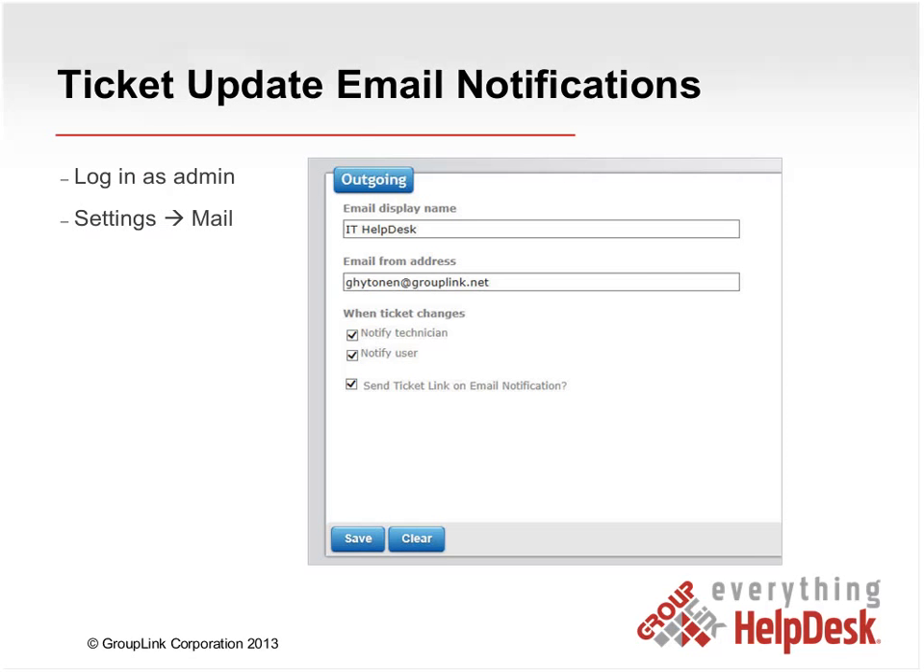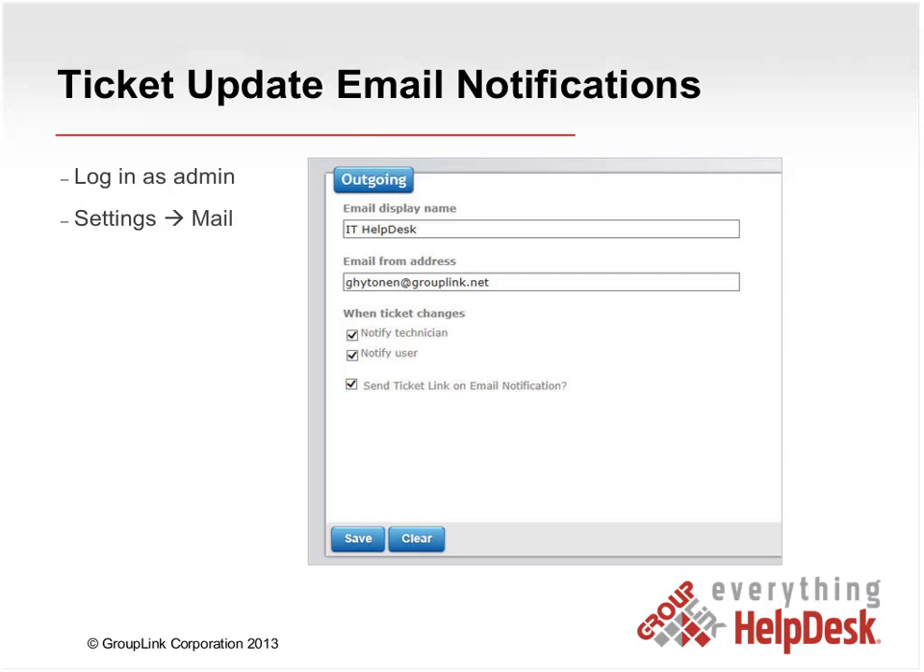Thanks, Keaton. Logging in as the admin, on the left-hand side, if you click on Settings and then Mail, this is just a screenshot of the left-hand side of the mail screen. This is where you set up your outgoing and your incoming mail. But there are 3 options here underneath When Ticket Changes. There's Notify Technician, Notify User, and Send Ticket Link on email notification. I would recommend that you select all 3 of these options.